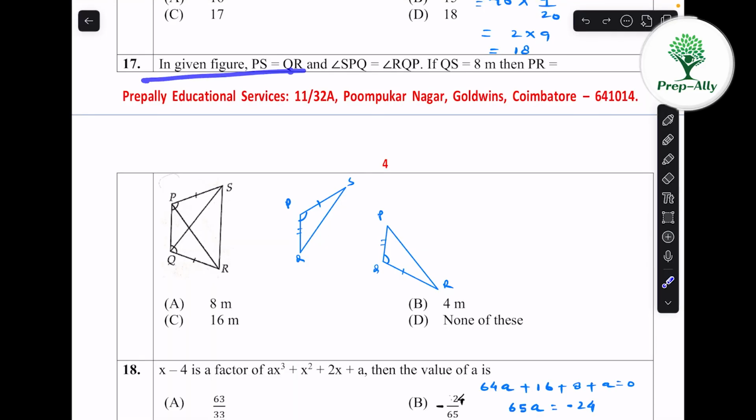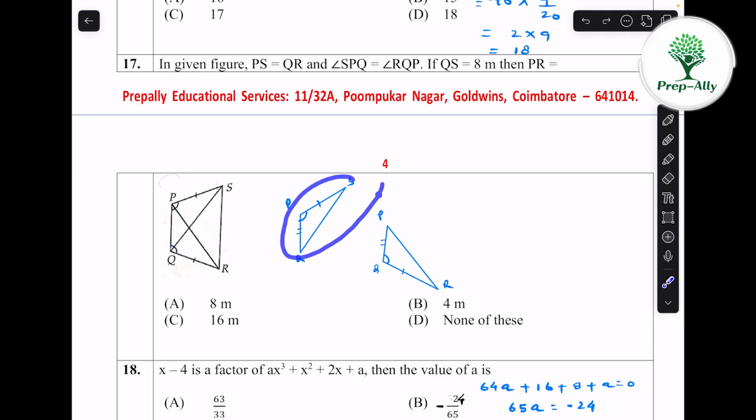Yeah, see how to solve this question. The question is, in the figure PS equal to QR and this angle equal to this angle right here. If QS equal to 8 meter, then PR equal to what, right? So now see here, I have drawn these two triangles. One triangle this one and one triangle this one, PQ this. So now see here, it is given PS equal to QR, and side PQ is common here, right? And this angle is also given equal, right? This angle.